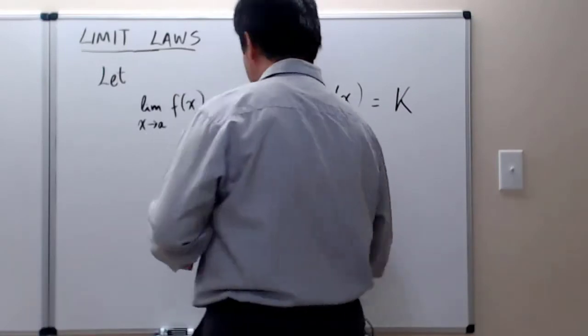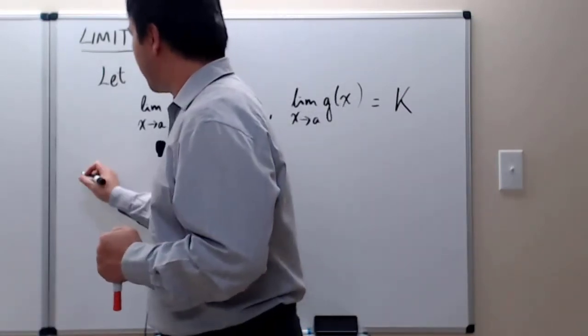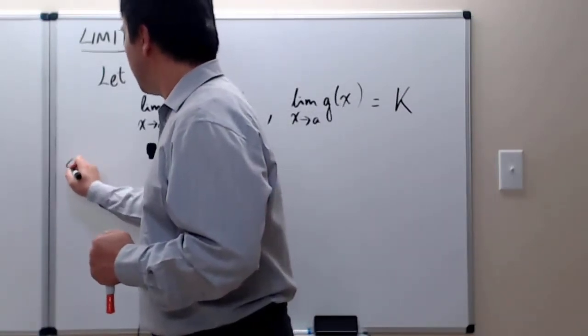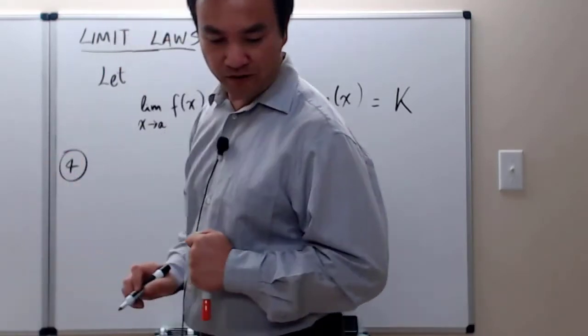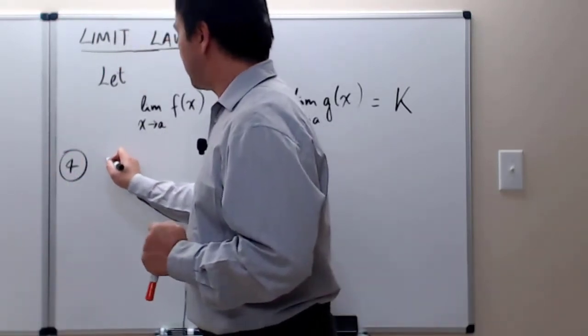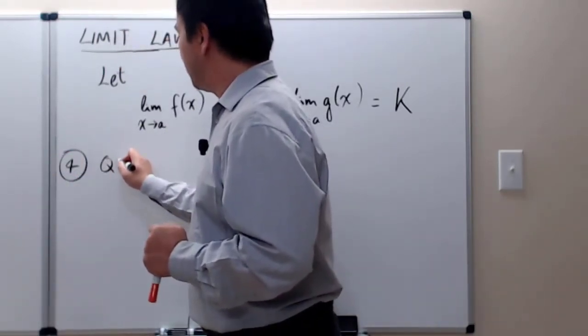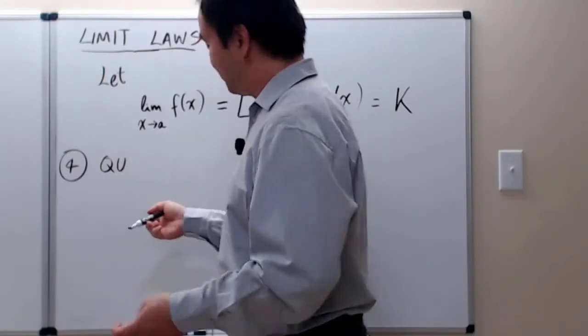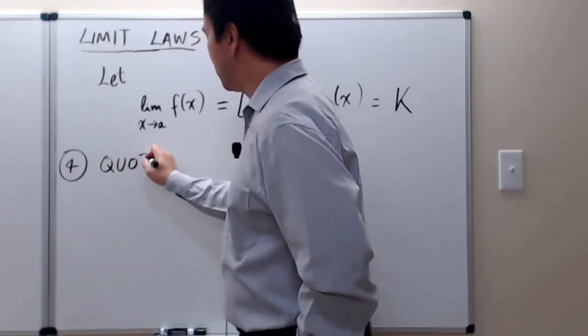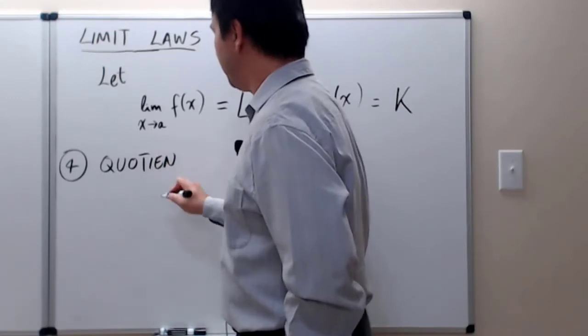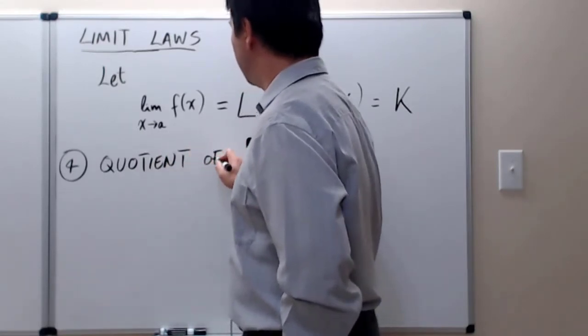All right, and now back to my first board here. Let's now look at law number 4. Here also I'm trying my best to avoid the name, the quotient rule, but instead I'm calling this the quotient of limits.